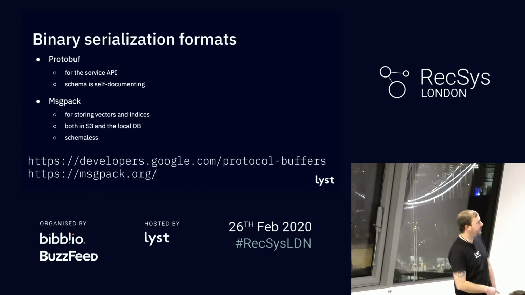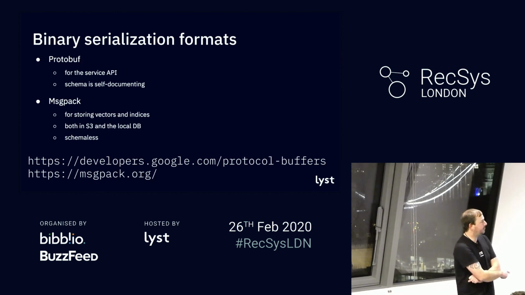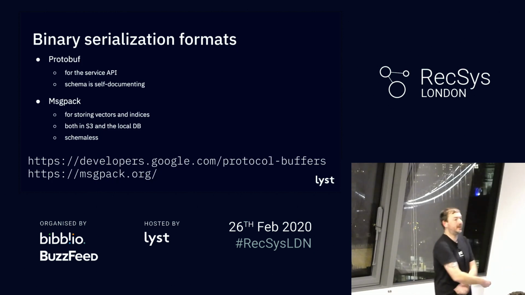We started out with JSON as our format, but JSON's really, really slow. So we switched to binary serialization. We use protobuf for the API because it has a predefined schema, and as far as APIs go, you want a schema because anyone can look at it and know what you can call. But internally, we didn't want to use protobuf because then you're leaking implementation details everywhere. So we use MessagePack, which is much the same thing, but there's no schema.